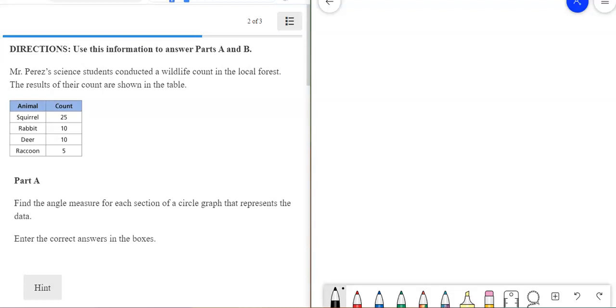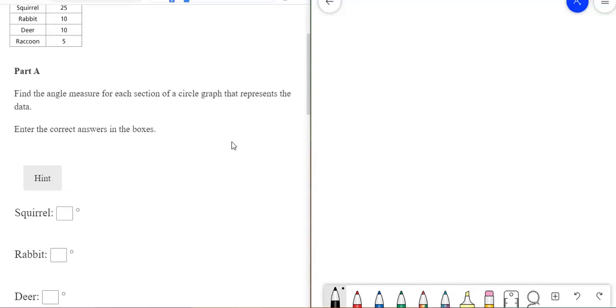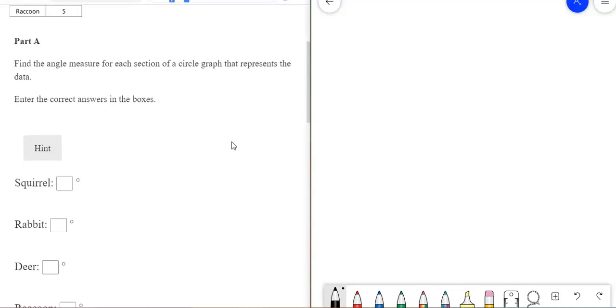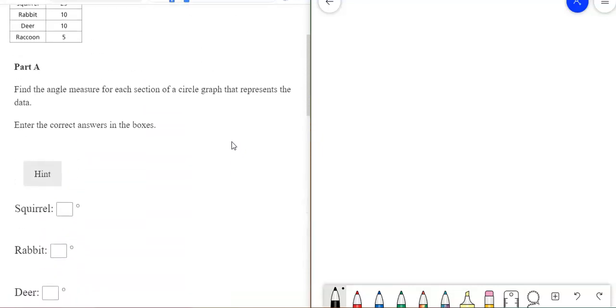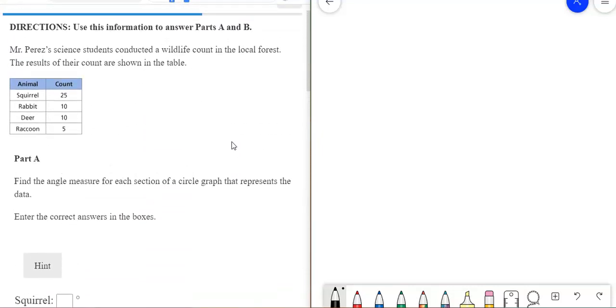Number 4, Mr. Perez's science students conducted a wildlife count in the local forest. The results of their count are shown in the table. So we're going to find the angle measure for each section of a circle graph. So we have the parts, but we need to get the wholes. To do that, to get the whole, we have to add these all together. When I add all of those together, I get 50.